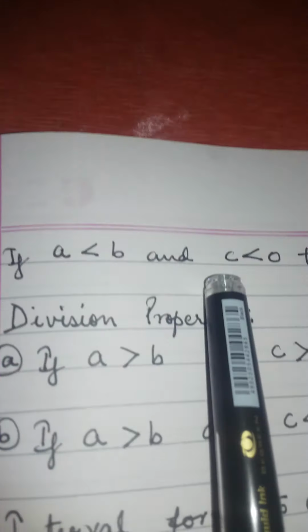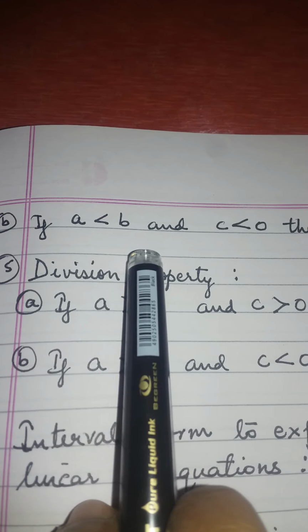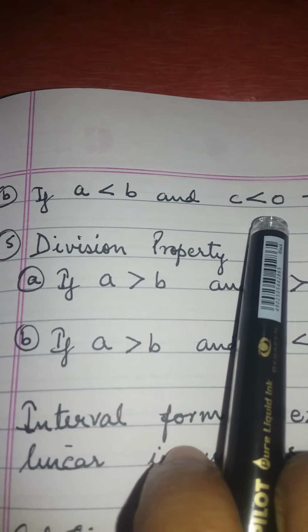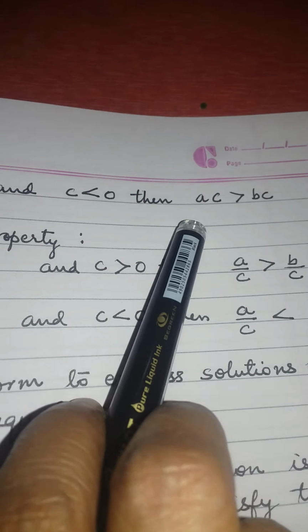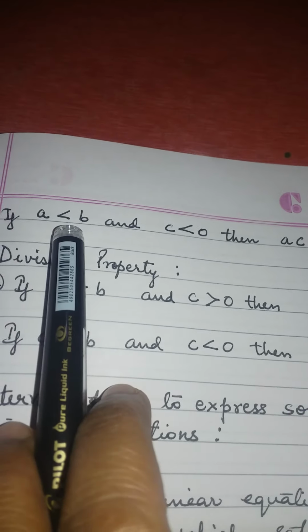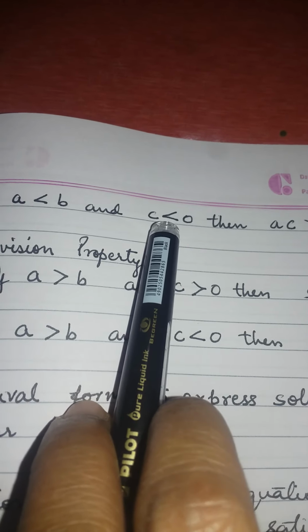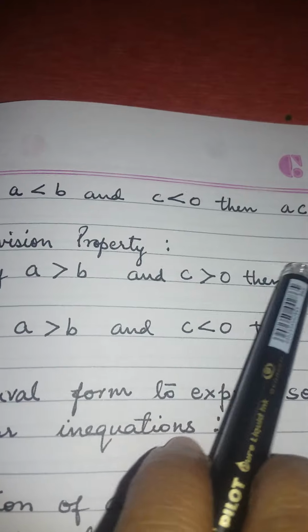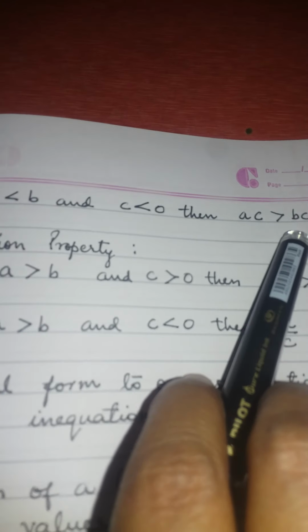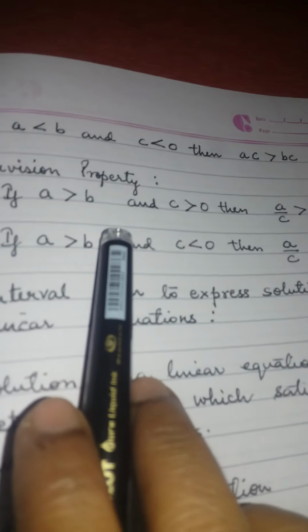Right? Now come to the next case of the multiplication property. The next case is that if A is less than B and C is less than 0, meaning negative, then AC will be greater than BC. Now see, the sign of inequality has changed. Right? When C is negative, A less than B implies AC greater than BC. Now the next property is the division property.